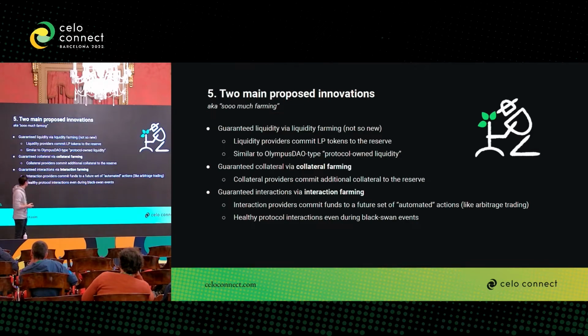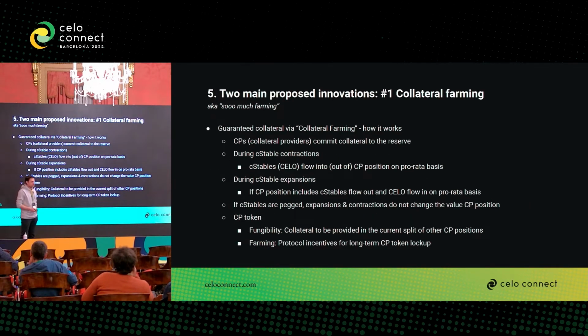And what does that mean? How is that supposed to work? Well, you would just allow folks on the collateral side to lock up additional collateral committed to the reserve and be rewarded for doing that in some form or another. And with interactions, a similar thing. You would incentivize people to provide funds to a future set of automated actions that they cannot withdraw those funds from. And you reward people for playing that role in the system because they help, right? They are worth getting paid. And in more detail, what does that look like?